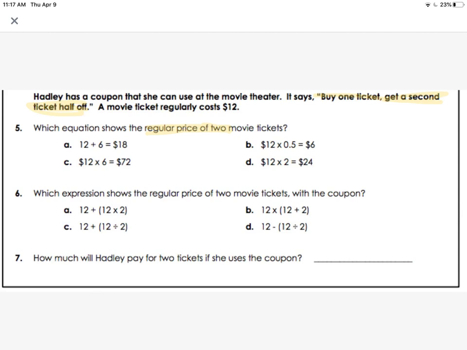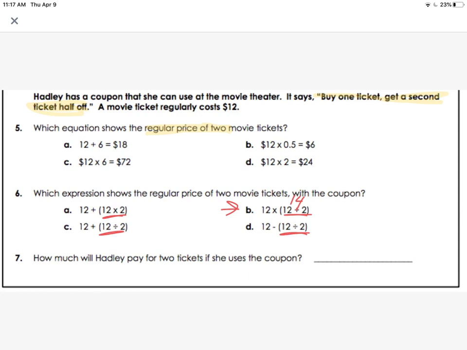Which expression shows the regular price of 2 movie tickets with the coupon? So we talked a little bit about what to do when you have parentheses. Remember, the first thing you always do is solve inside the parentheses first. So we'll do 12 plus whatever 12 times 2 equals for A. For option B, first we would do 12 plus 2, which is 14. 12 times 14. For C, 12 divided by 2.